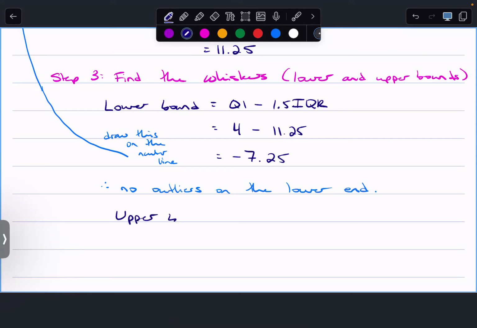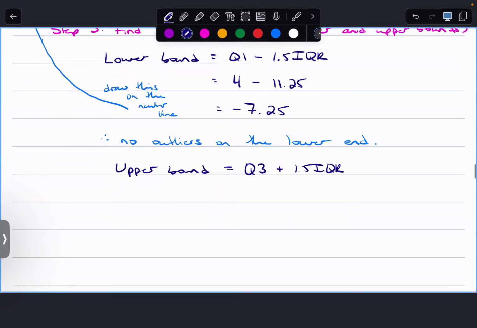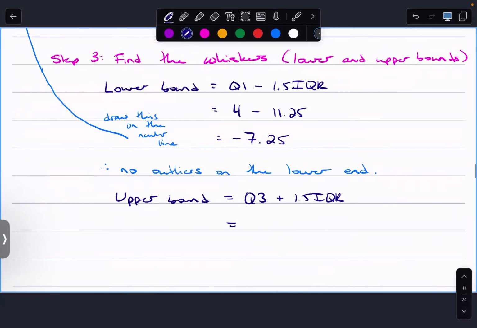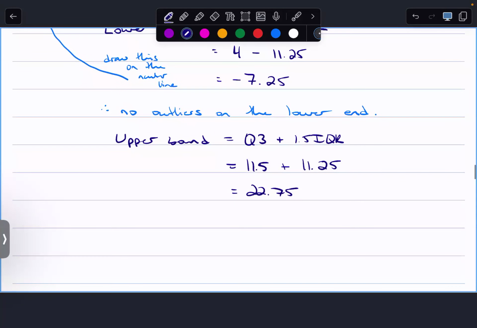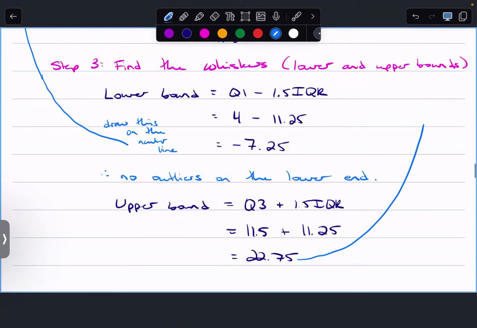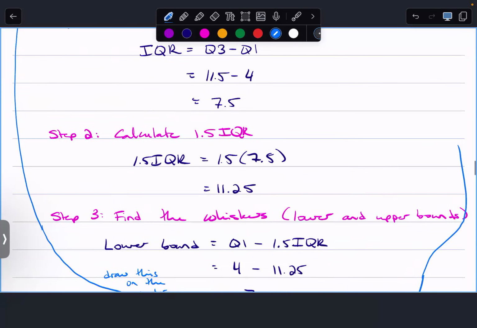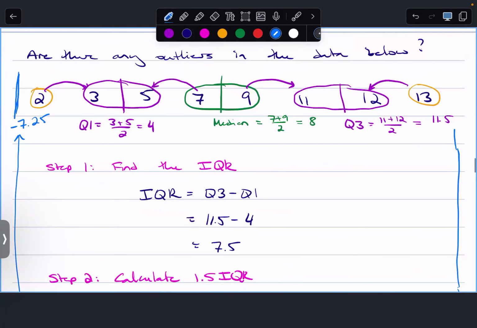The upper bound. For the upper bound, we're allowed to move from Q3 up 1.5 times the interquartile range. Q3 was 11.5. 11.5 plus 11.25, kind of sneaky there. I don't trust any math in my head. 22.75, fair enough. I'm going to take this 22.75 and draw it. It would fall somewhere here.